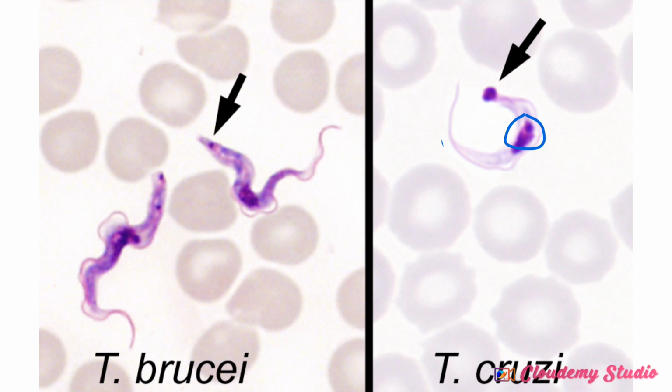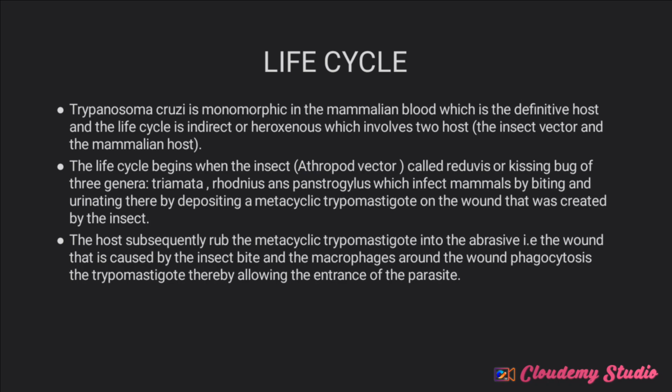Now, moving from there to the life cycle of Trypanosoma cruzi. Trypanosoma cruzi is monomorphic, and like I said, they are monomorphic in the mammalian blood, which is their definitive host, which means the mammal is their definitive host. And the kissing bug or the assassin bug is their intermediate host. You understand? So they are monomorphic in the mammalian blood, their definitive host.